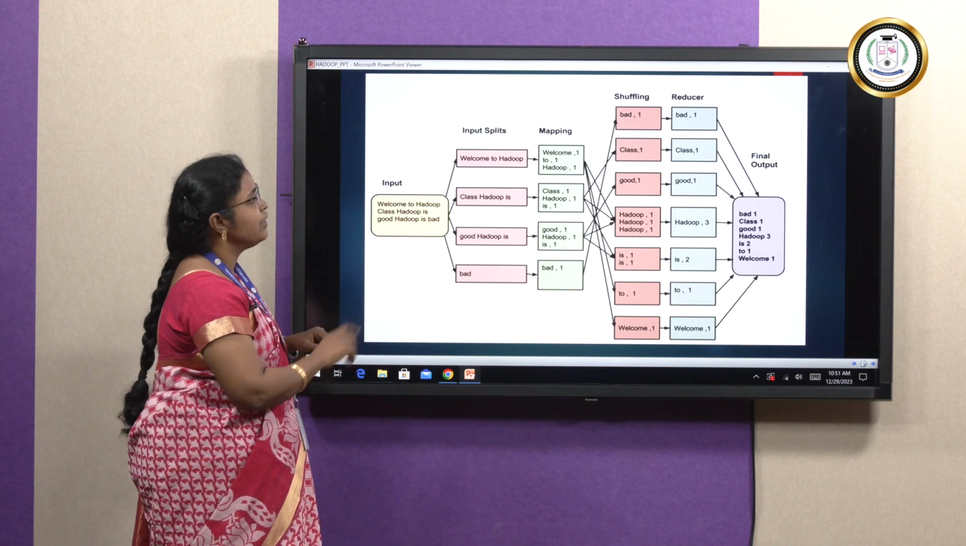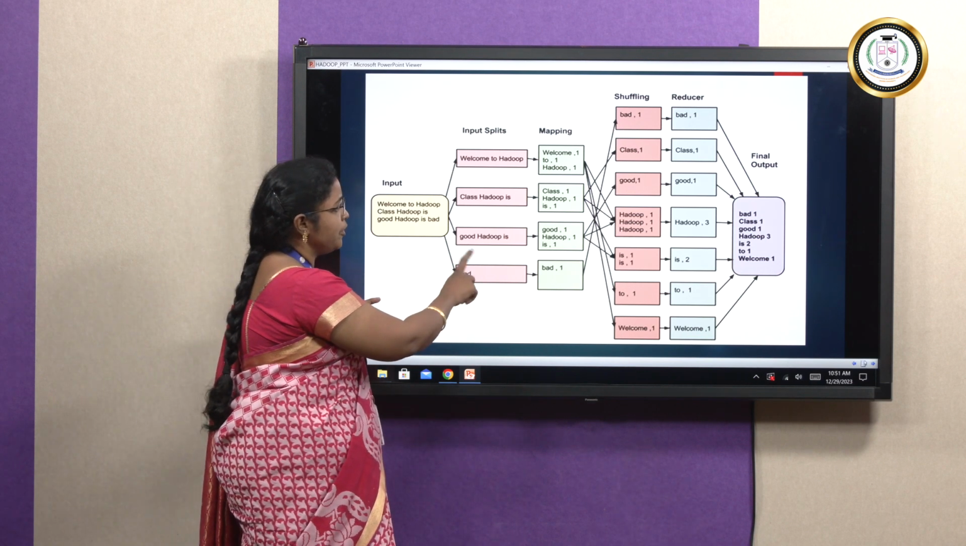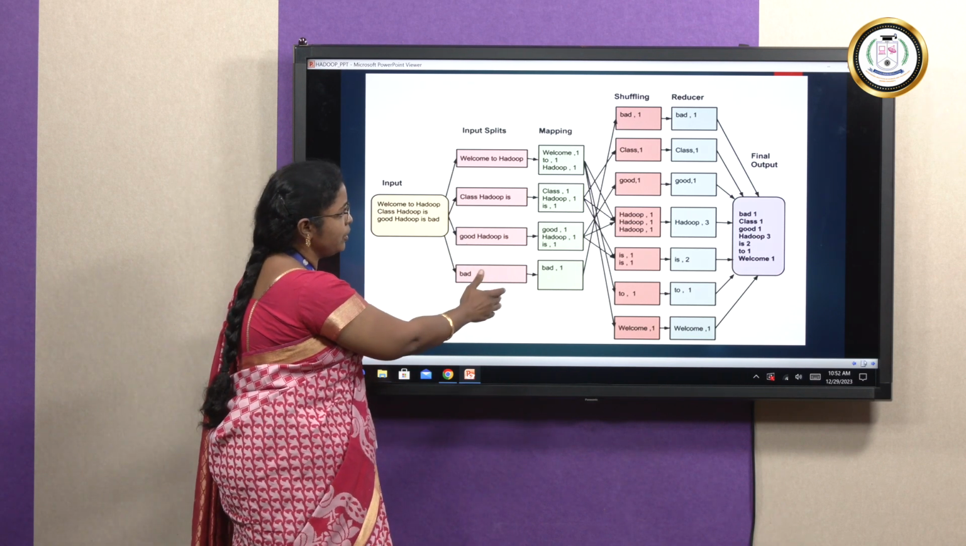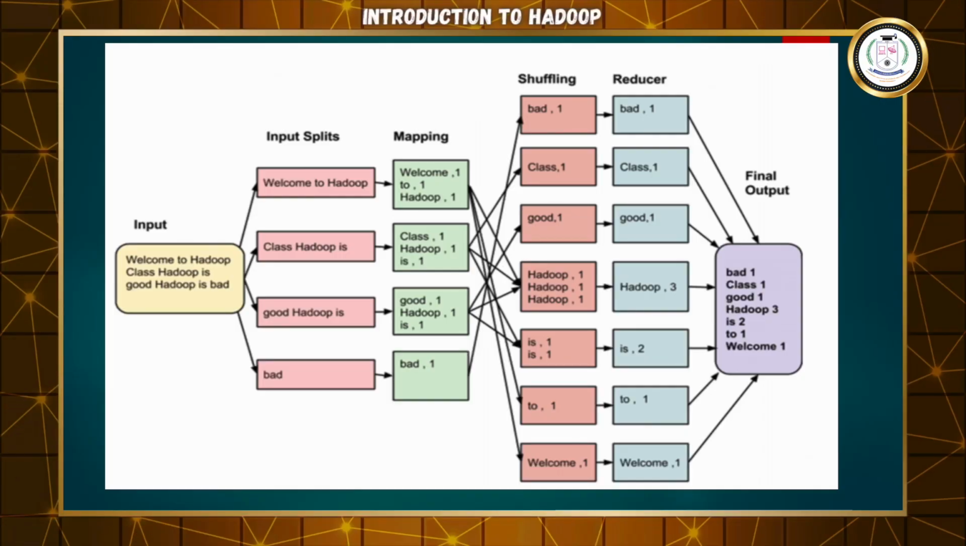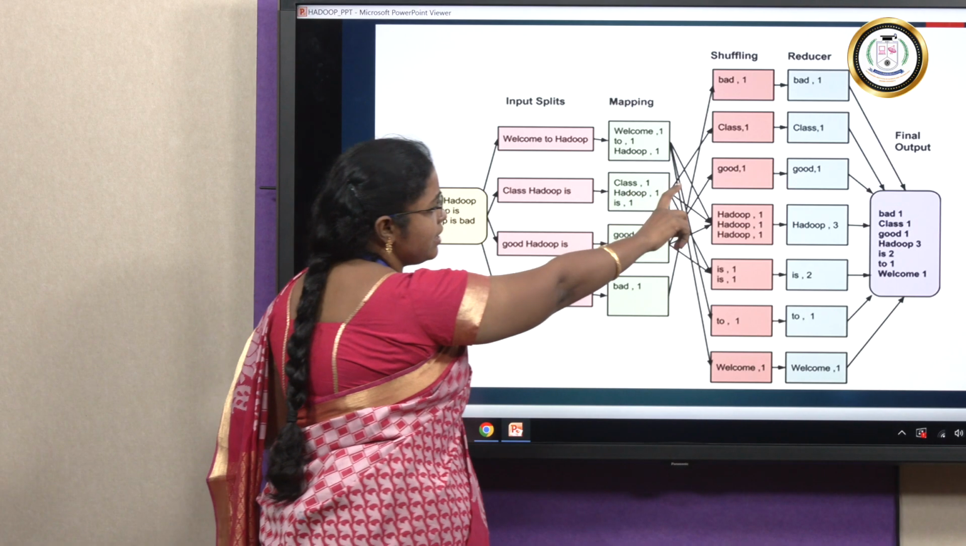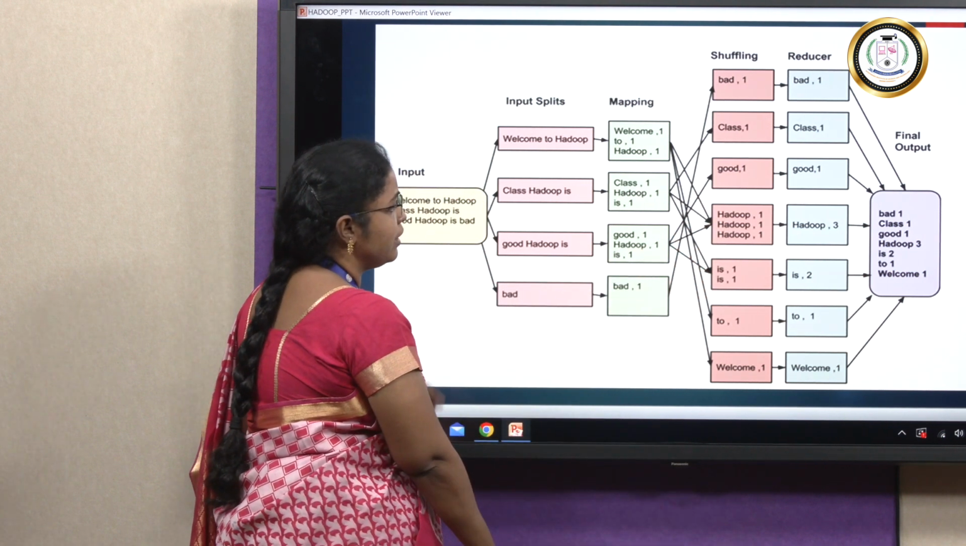So welcome 1 and 2 1. Hadoop 1, then class 1, Hadoop 1, is 1. Like that we are going to map the jobs here. Then in between the mapping and reducer, we have the shuffling phase, which is going to group the different types of words here. So bad 1, class 1, here good 1, Hadoop 3 times occurred in the particular paragraph.